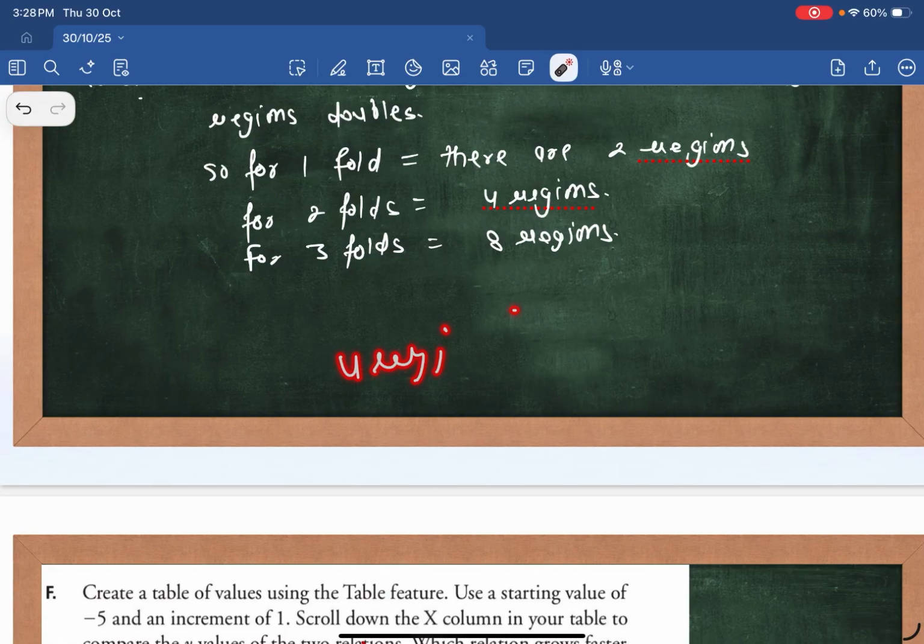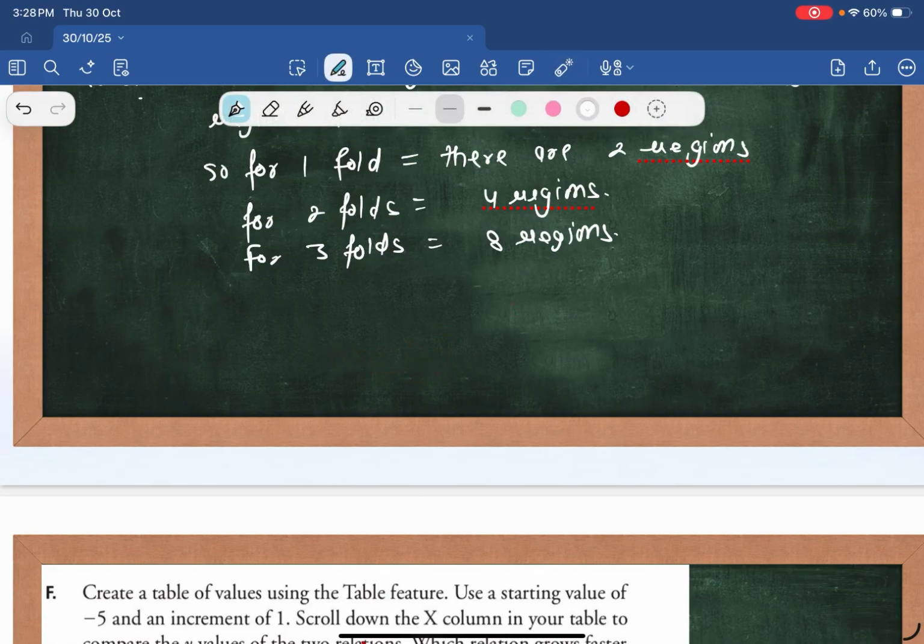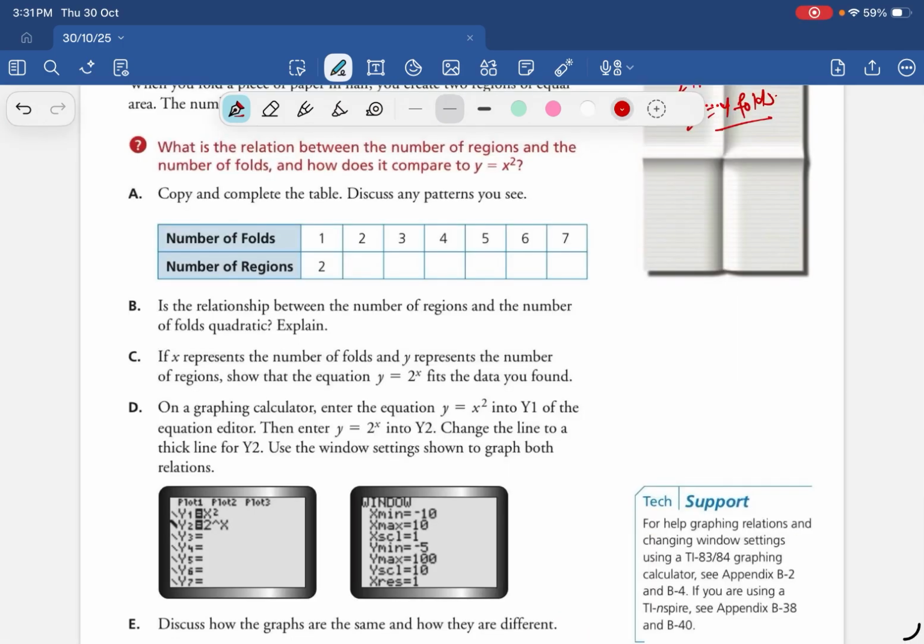How? 2 to the power 1 is equal to 2. If we fold two times, we get 2 to the power 2, which is equal to 4. So we get 4 regions. Now they are asking us to copy and complete the table and discuss any pattern you see. If the number of folds is 1, we get 2 regions, and if the number of folds is 2, we get 4 regions. For 3 we get 8, and so on. So the pattern is 2 to the power x.